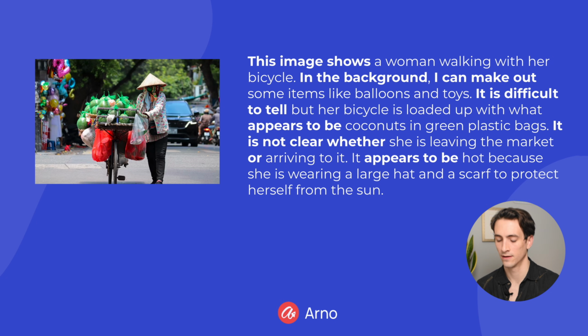Okay, time's up. Let me share my response. This image shows a woman walking with her bicycle. In the background, I can make out some items like balloons and toys. It is difficult to tell, but her bicycle is loaded up with what appears to be coconuts and green plastic bags. It is not clear whether she is leaving the market or arriving to it. It appears to be hot because she is wearing a large hat and a scarf to protect herself from the sun.